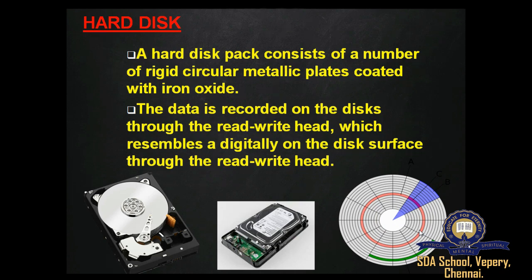The data is recorded on the disk through the read-write head, which resembles a record player. The information that comes from the CPU is recorded digitally in the form of 0 and 1 on the disk surface through the read-write head. Also, the information is retrieved digitally from the disk through the read-write head to the computer system for further processing. Generally, the storage capacity of the hard disk is 500 gigabytes or more. See, this is the picture of the hard disk. This is the internal hard disk and this is the external hard disk.